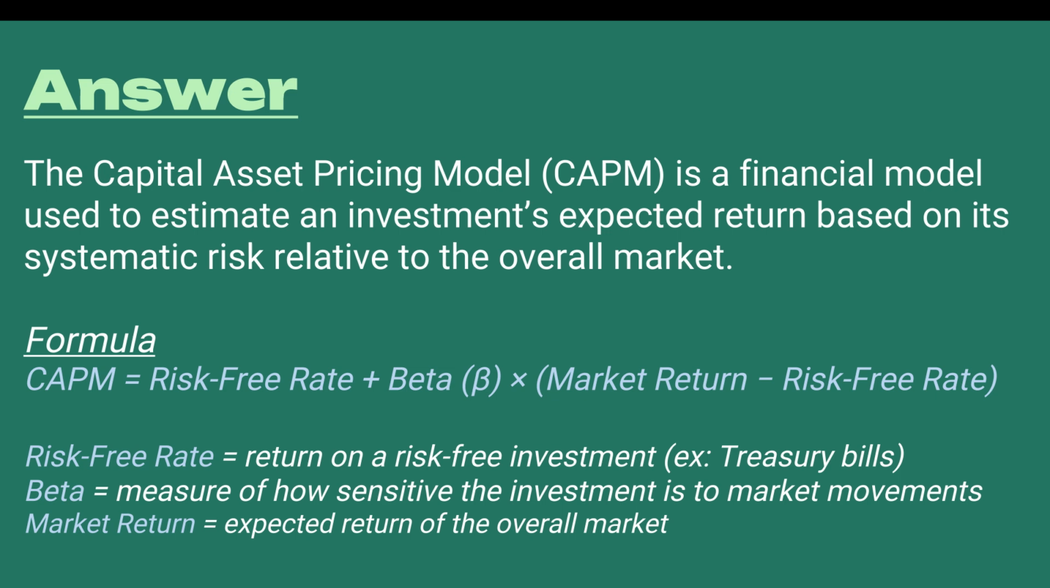The formula is expected rate of return equals the risk-free rate plus beta, which is the measure of how sensitive the investment is to the market movements, times the market return less the risk-free rate. The market return is the expected return on the overall market. The risk-free rate is going to be the Treasury bill. If you remember a couple questions before, we talk about what the risk-free rate is for a lot of these finance concepts.